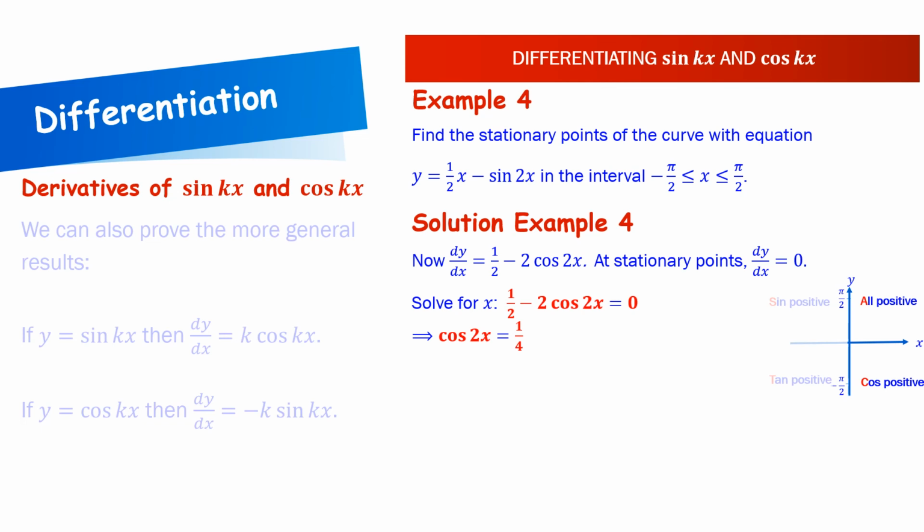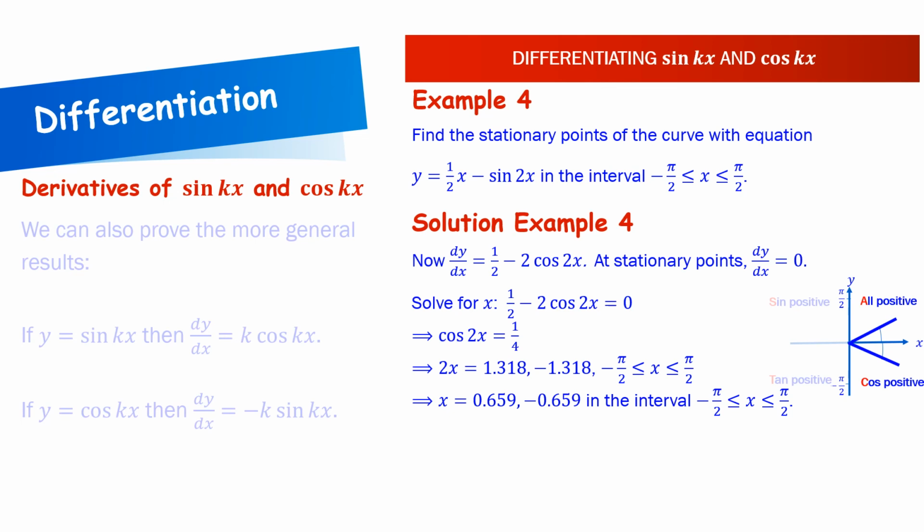As we can see from the CAST diagram, cos is positive in the first and the fourth quadrants. So 2x equals 1.318 from our calculator in the first quadrant, as shown here. And so in the fourth quadrant, 2x equals minus 1.318. Therefore, x equals 0.659 or minus 0.659 in the interval x greater than or equal to minus pi by 2 and less than or equal to pi by 2.